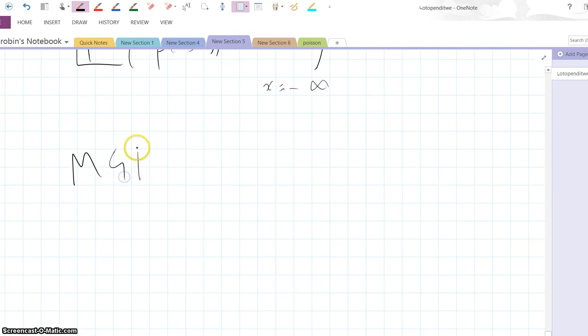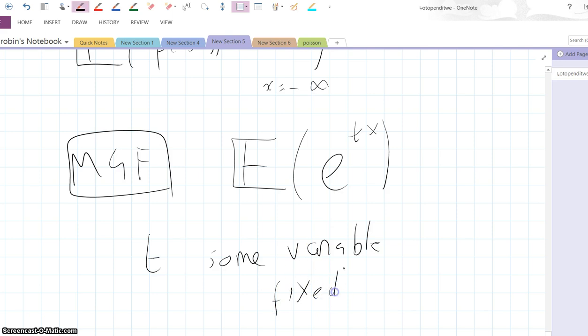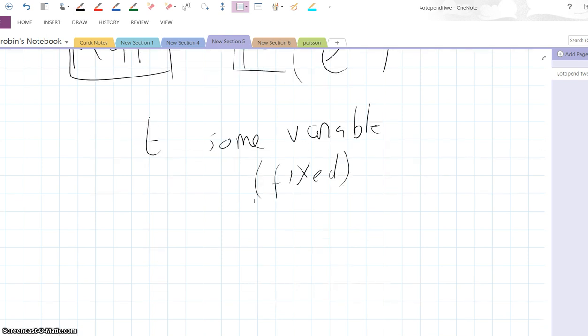moment generating functions. This is defined as the expectation of a particular function of x, e to the tx, where t is just some variable, which is sort of fixed. It's fixed in a peculiar kind of way. What I mean is that it's got a particular value, but once it's got that value, it doesn't alter. It's not random. It's just a variable. It's a bit odd, really.